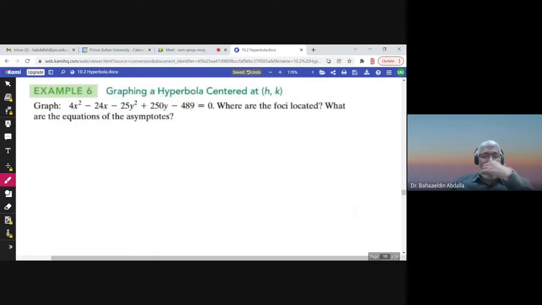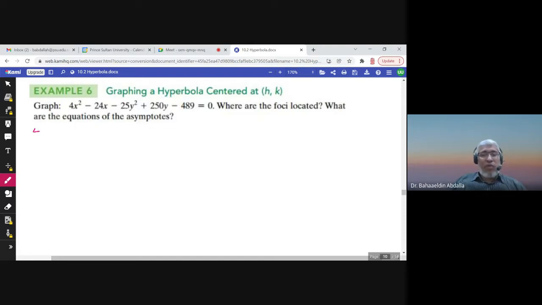Now here I have an equation of a hyperbola, but it's not written in the standard form. How can you figure out its equation of a hyperbola? Coefficient of x squared is positive, coefficient of y squared is negative. So this is not an ellipse and not a circle because 4 is not equal to 25.